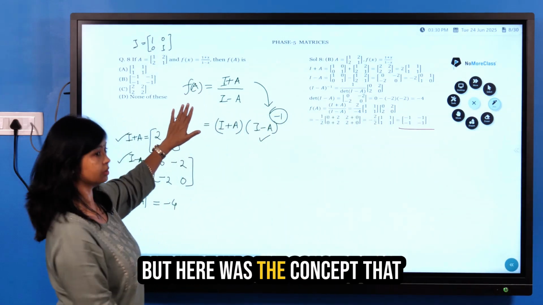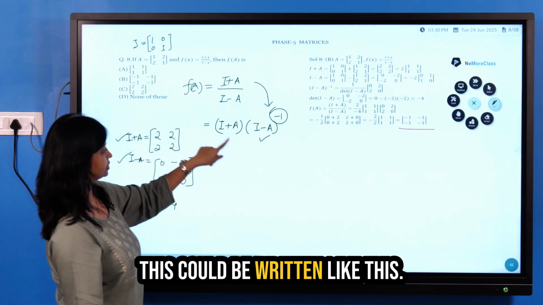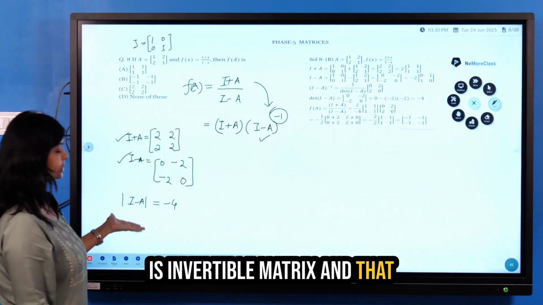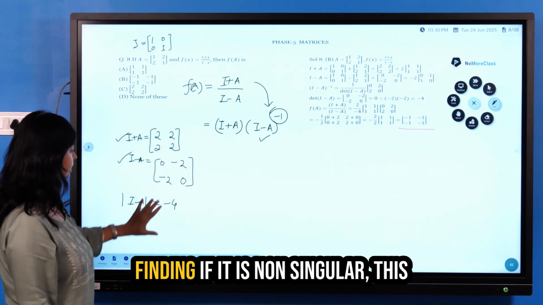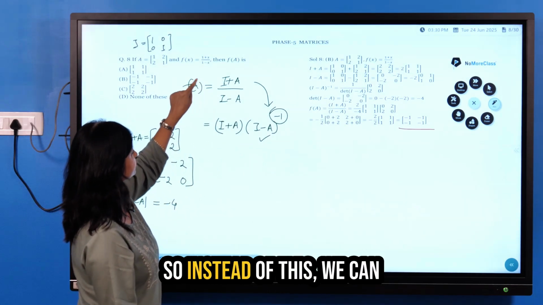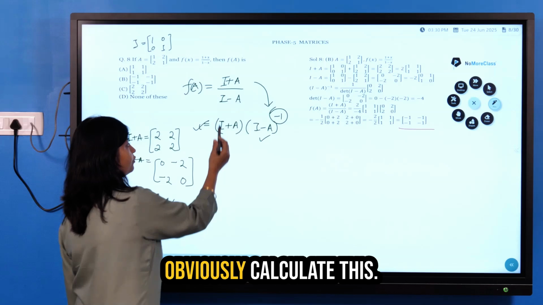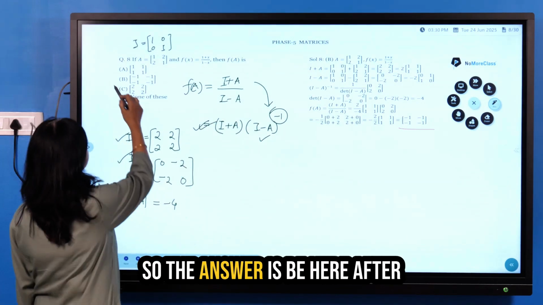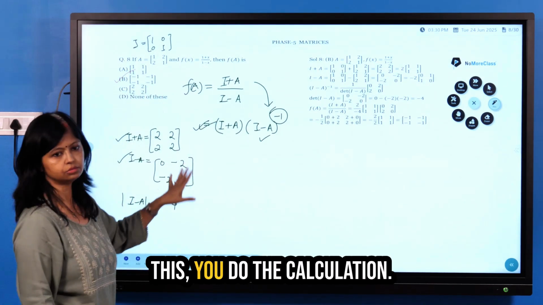But here the concept was that this could be written like this only when this is an invertible matrix. And that we have to quickly check by finding if it is non-singular. If this is non-singular, we can do this. So instead of this, we can obviously calculate this, and then I think the calculation is pretty simple. So the answer is B here after this.